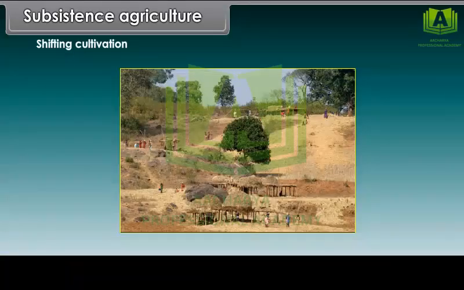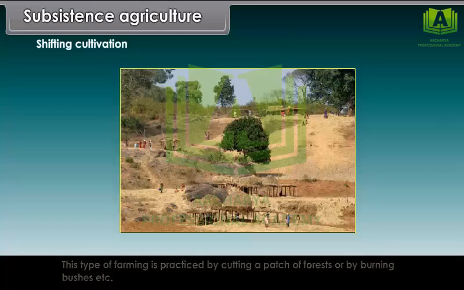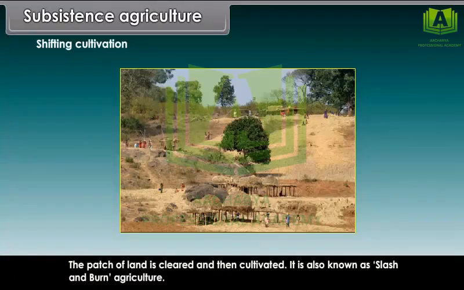Shifting cultivation. This type of farming is practiced by cutting a patch of forest or by burning bushes, etc. The patch of land is cleared and then cultivated. It is also known as slash and burn.